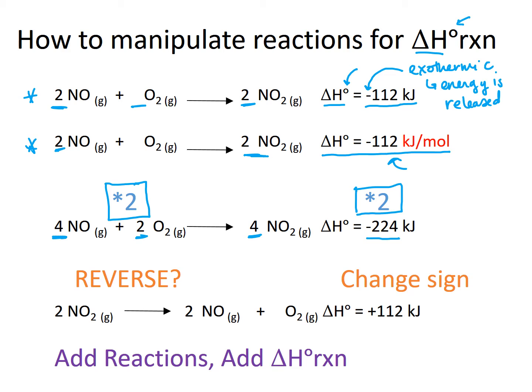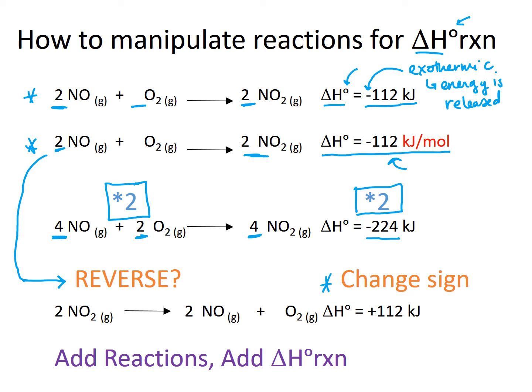In this last step right here, this shows reversing the reaction. So again, I take my initial reaction and I'm going to reverse it. So now the products become reactants and the reactants become products. So here I have 2 moles of nitrogen dioxide gas that is going to decompose to form 2 moles of nitrogen monoxide gas and 1 mole of oxygen gas. When I do that, I change the sign on the delta H value.